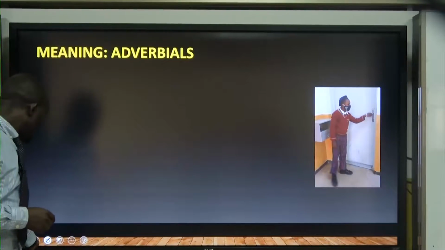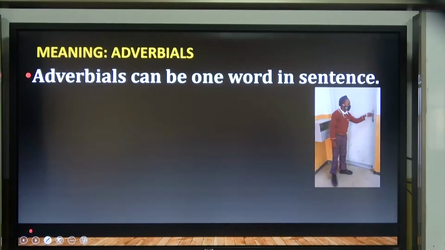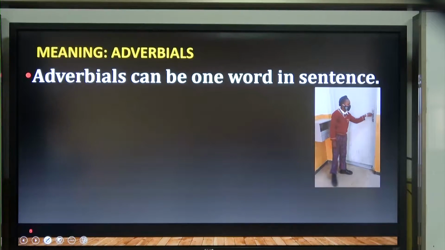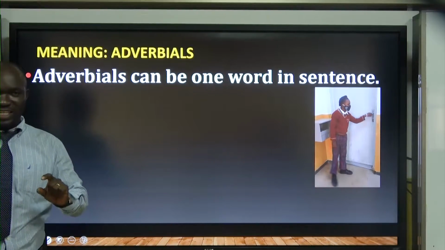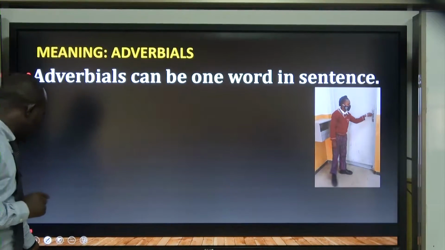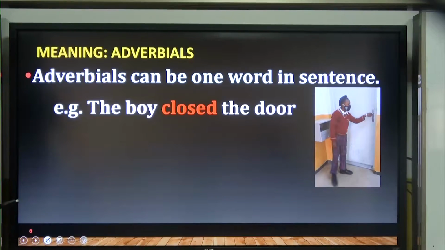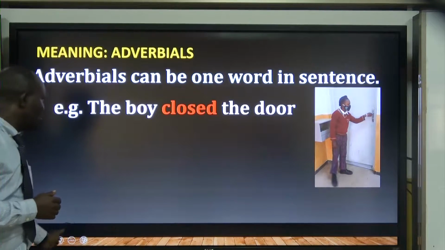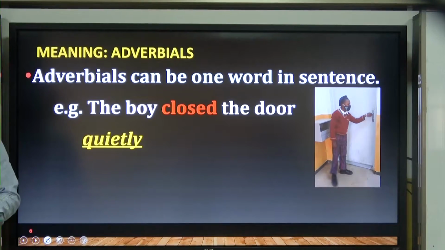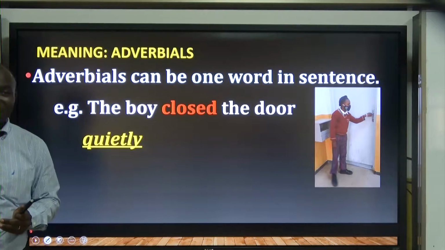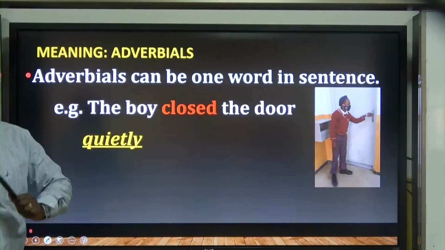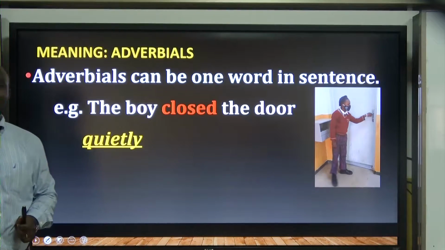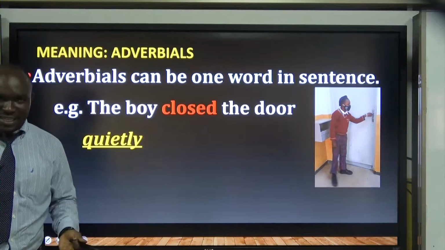Okay, so let's take another thing I want you to note about adverbials. We say adverbials can be one word in a sentence. It could be one word, just a word, in the case of an adverb. The boy closed the door. The boy closed the door quietly. One word. Stating what? How he closed the door. Do you get it? One word, quietly.